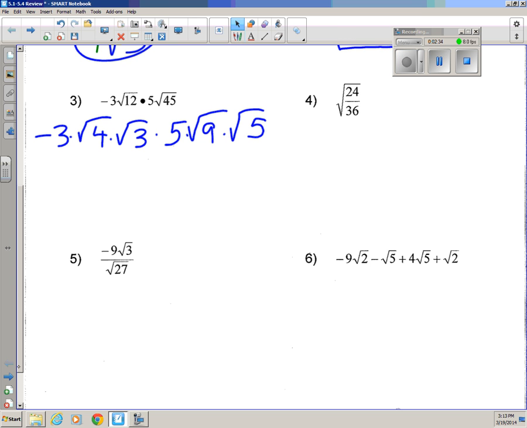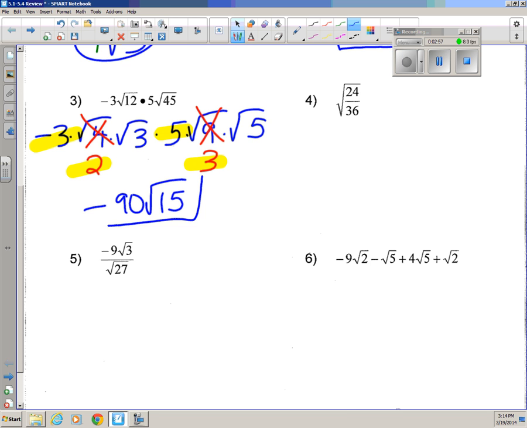Remember, it's all about multiplication. Well, this is a perfect square, 2 drops out. This is a perfect square, 3 drops out. If I start dealing with numbers that are not inside a radical, negative 3 times positive 2 times positive 5 times positive 3, all of that multiplies out to be negative 90. So I've got negative 90, and then under my radicals, multiply out to be 3 and 5. 15 under the radical is simplified. There's no perfect square factors of 15.